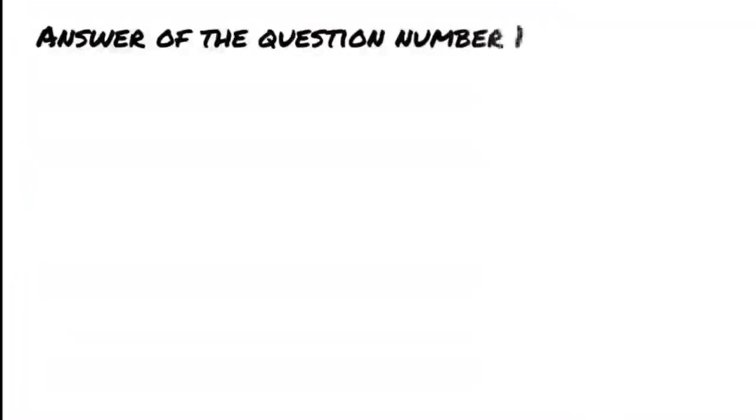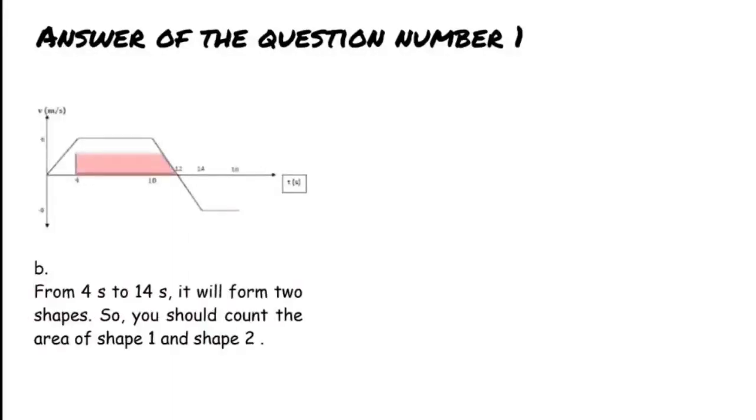Answer of the question number 1. This is the point B, because there are two questions. From 4 seconds to 14 seconds, it will form two shapes. So you should count the area of shape 1 and shape 2.